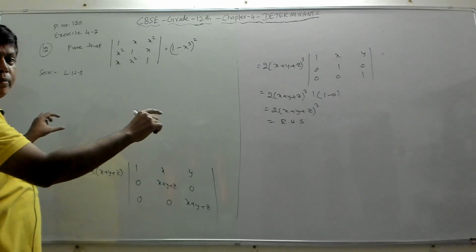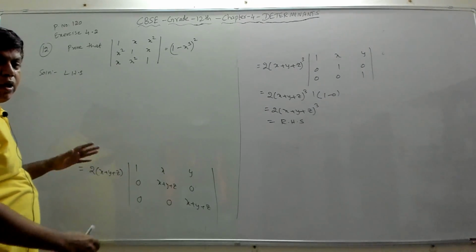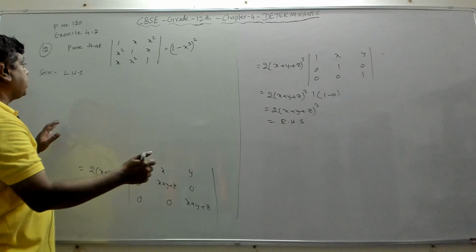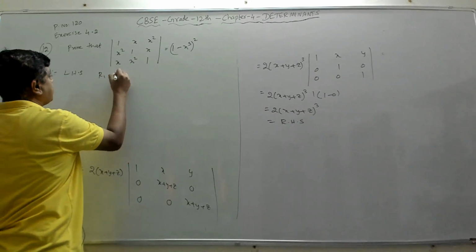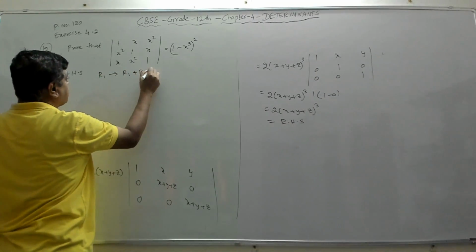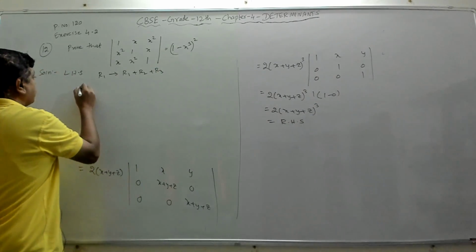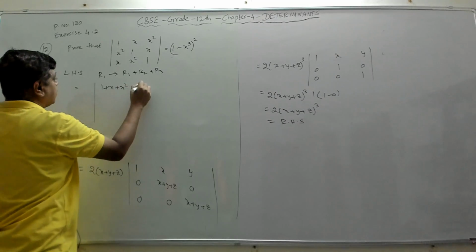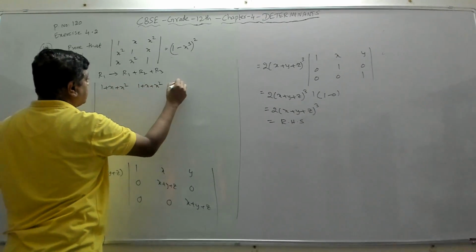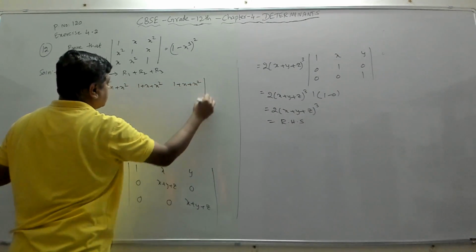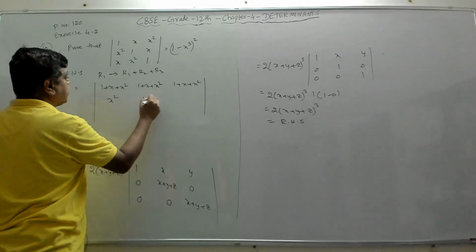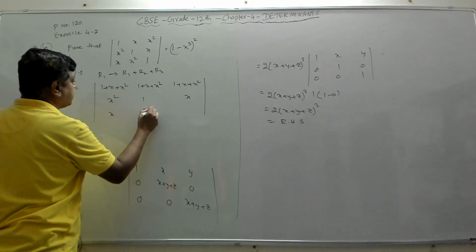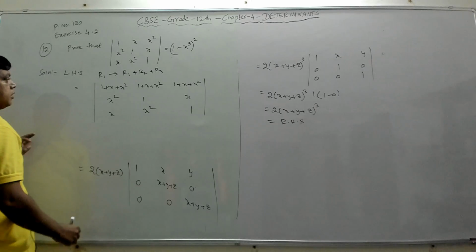So you get the same element in row 1. If you add row 1 as row 1 plus row 2 plus row 3, so we'll apply that operation, R1 plus R2 plus R3, then your determinant becomes, LHS becomes 1 plus x square, 1 plus x square, 1 plus x square. Second row, no change. Third row, no change. Right?